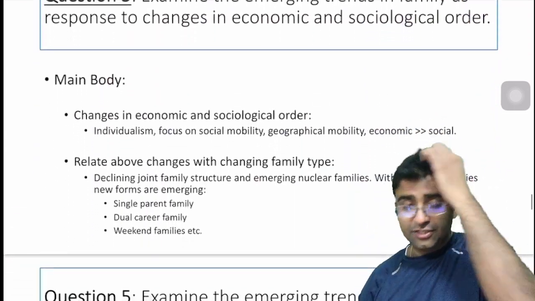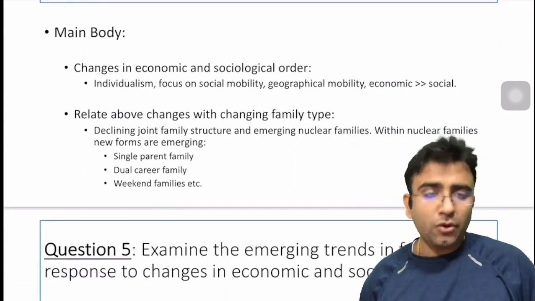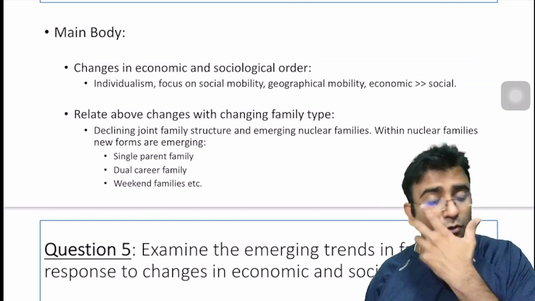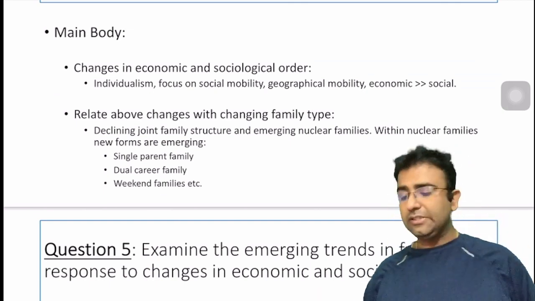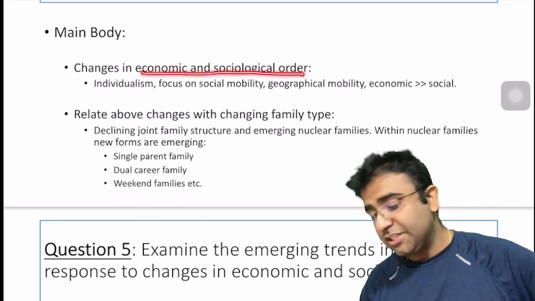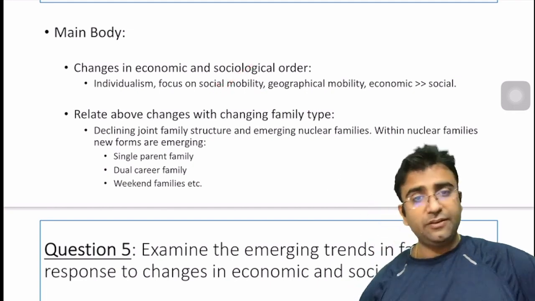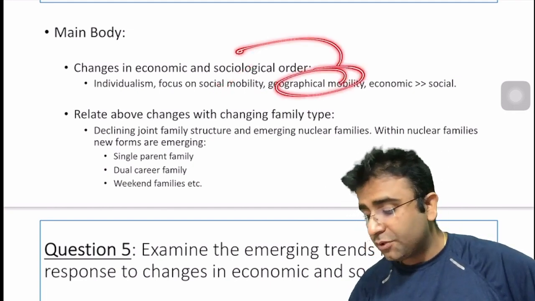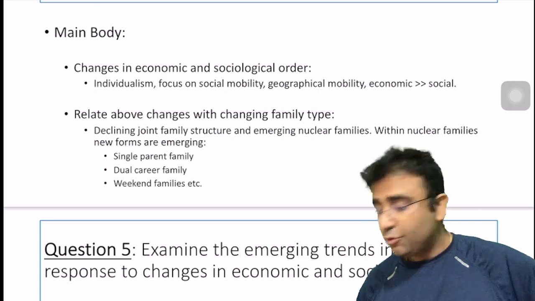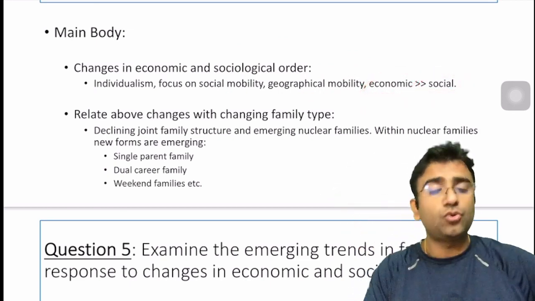So, what are the changes? In the main body, you are going to say what the changes in the social and economic order are. We can use Talcott Parsons' concept of pattern variables here, and we can say that according to Talcott Parsons, economic and social order is changing by focusing upon individualism, social mobility, and geographical mobility in pursuit of economic mobility. Today, economic mobility or economic growth is more important than social bonding.